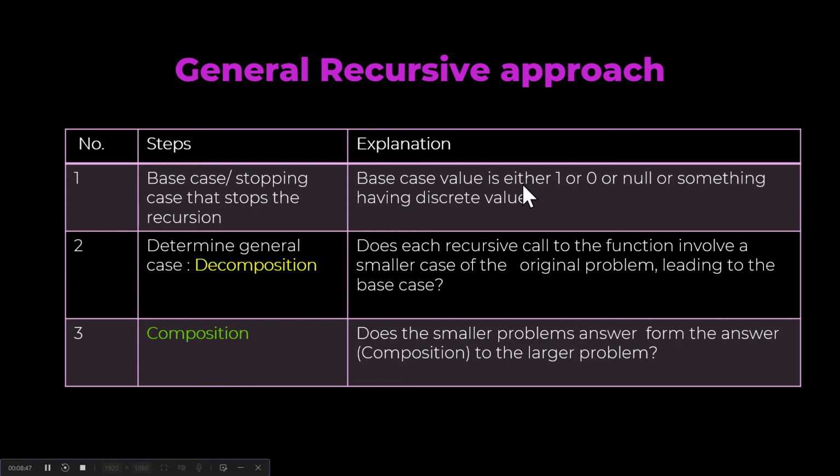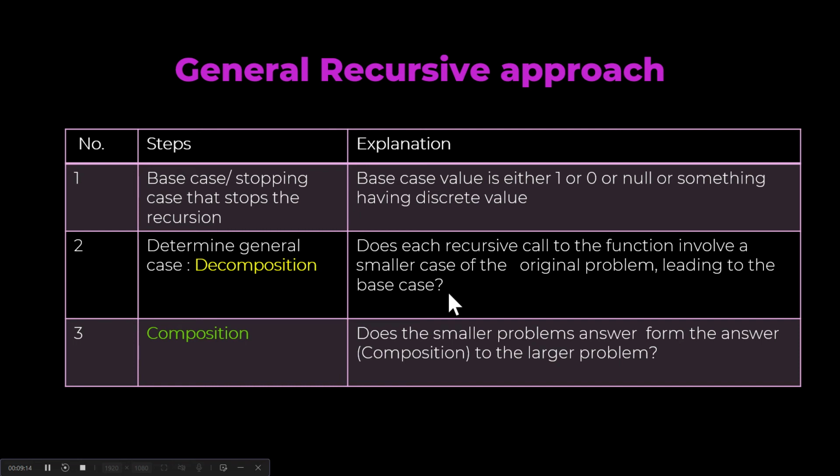So it could be either 1 or 0 or null, or some sort of discrete value. So that is step 1. In step 2, we need to determine the general case, decomposition. So what does that mean? It means: does each recursive call that we are making to the function involve a smaller case of the original problem, leading to the base case?